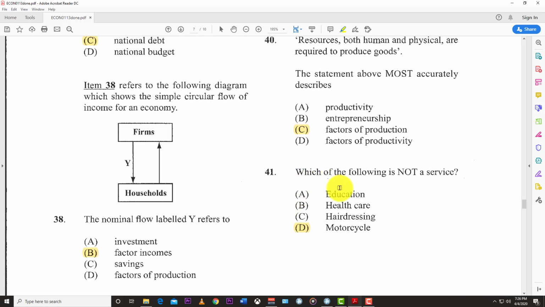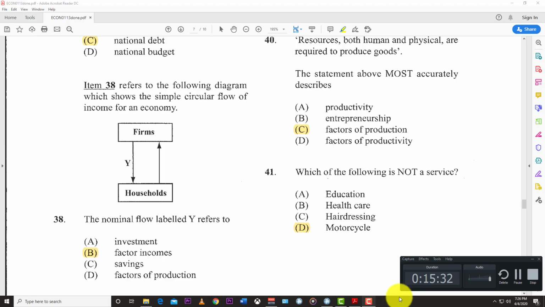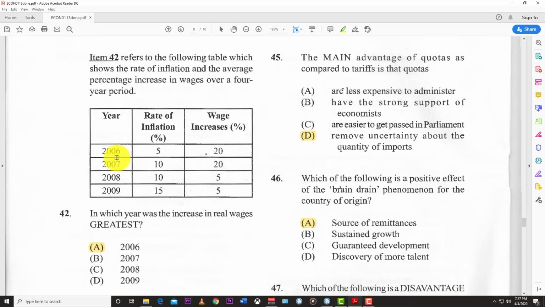41, which of the following is not a service? And of course the answer here is a motorcycle, because all the rest are services. They're intangible. This is a tangible one, and so that's not a service.